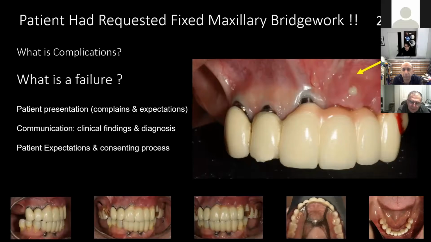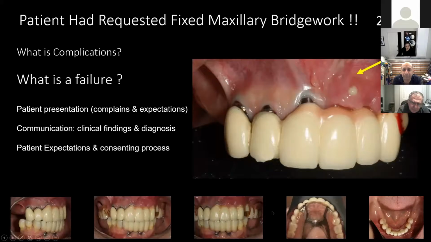Anybody? Dr. Howard says lack of planning and stage design. I would say, Dr. Howard, there's also lack of empathy. Lack of empathy.